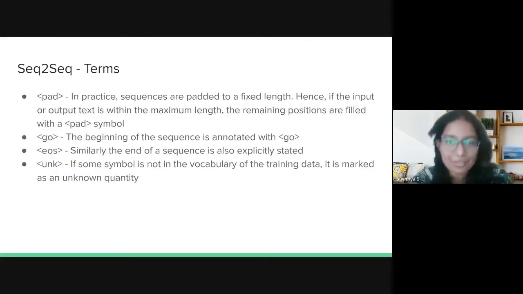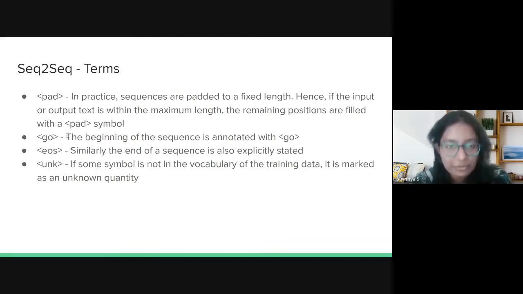So I'd like to start with a couple of terms. First is padding, where the sequences are padded to a fixed length. We saw this in recurrent neural networks as well. So even though we are identifying the varying input length of the sequences, in practice it is after all a fixed length vector and the remaining positions are filled with another symbol, and this symbol in our embedding will have a corresponding vectorial representation.